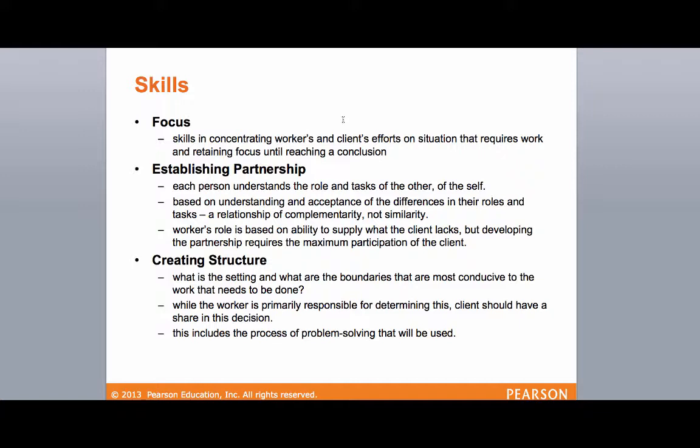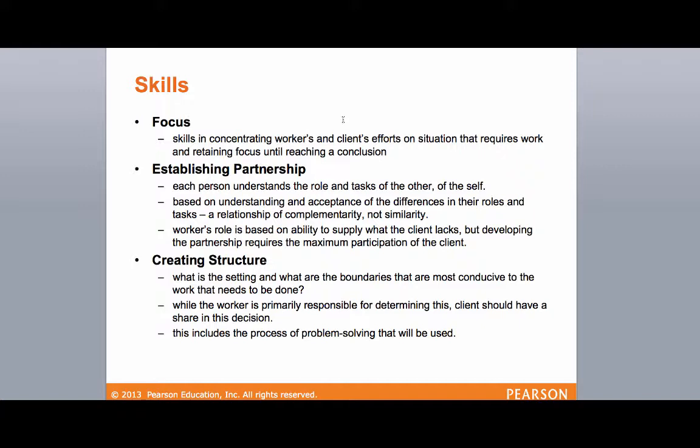And developing the partnership requires the maximum participation of the client in the process. This is true through all of these things. We need the client involved and engaged in developing case plans, as we talked about, or your objectives and goals, and in group work as well. But here, on an individual level, in establishing the partnership, the client needs to be very active as well.